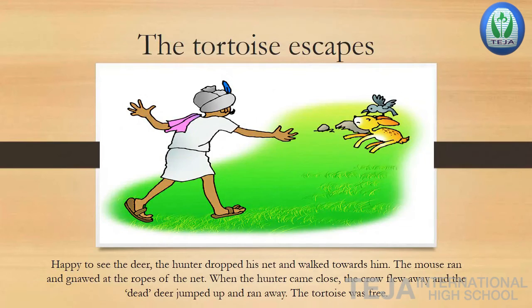The tortoise escapes. Happy to see the deer, the hunter dropped his net and walked towards him. The mouse ran and gnawed at the ropes of the net. When the hunter came close, the crow flew away and the dead deer jumped up and ran away. The tortoise was free.